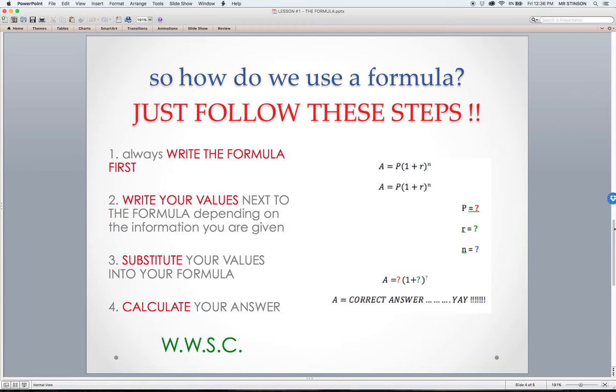Number 3, substitute your values into your formula. You can see that I've substituted each of those coloured question marks in for the original values in my formula. Number 4, calculate your answer. Use your calculator, and if you use it well, you will have a correct answer in the end.